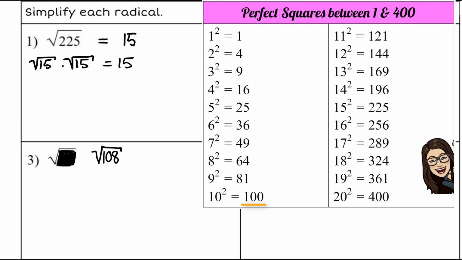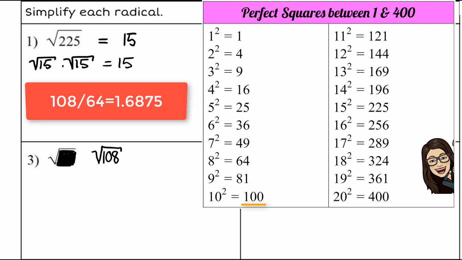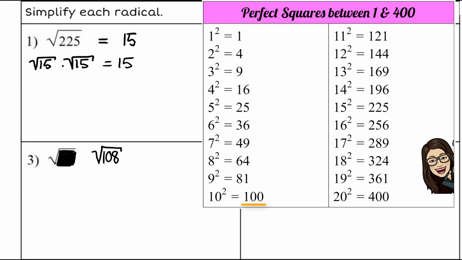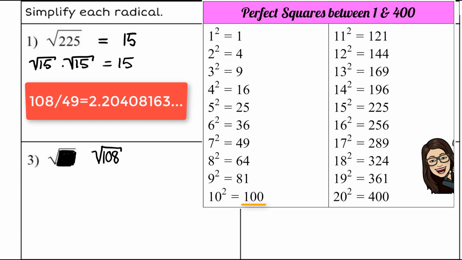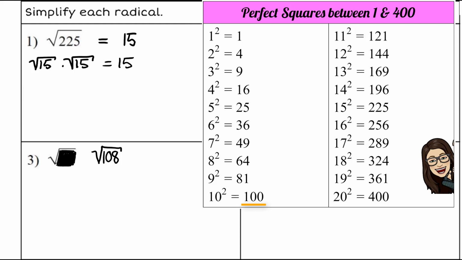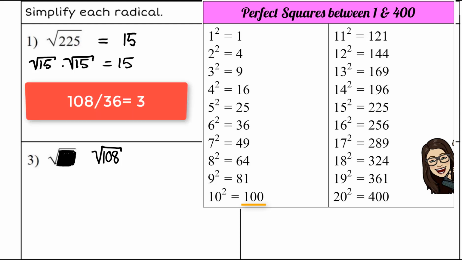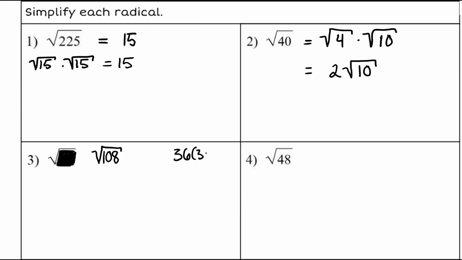64? Nope. 64 also is not a factor of 108. 49? No, 49 is not a factor. 36? 36 times 3 is 108. All right, so we're going to first rewrite this as a product. Root 108 can be rewritten as root 36 times root 3.